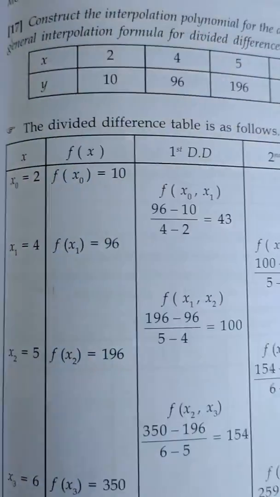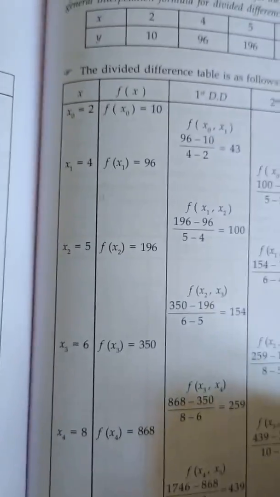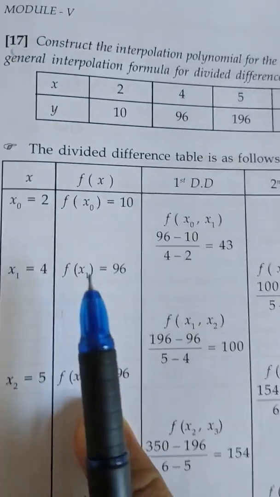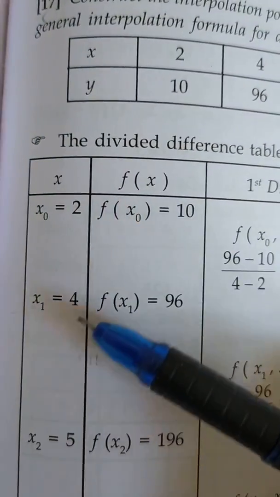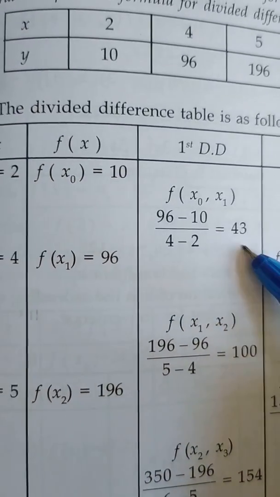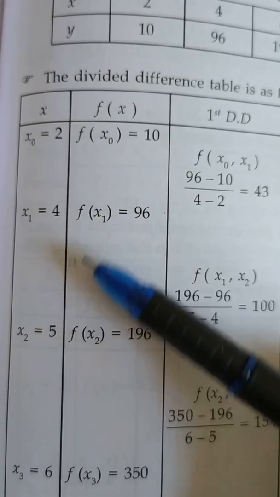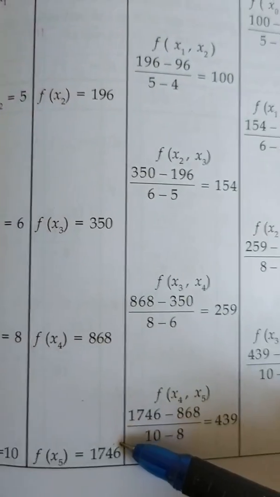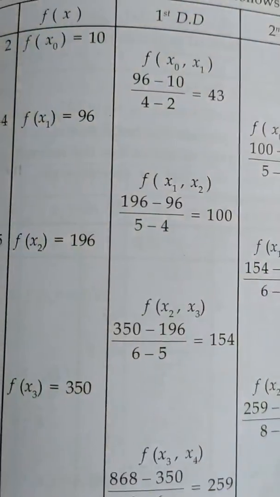Using the divided difference formula, construct the table: x values, f of x values, divided differences. See here, first one, 96 minus 10 divided by 4 minus 2, that is 43. Next, 196 minus 96 divided by 5 minus 4, 100. Similarly, construct the rest of the difference table. I will send the notes along with this video.